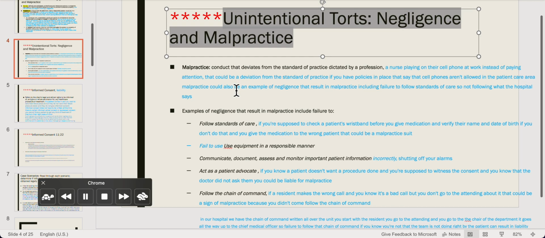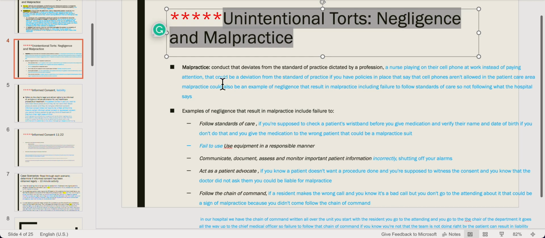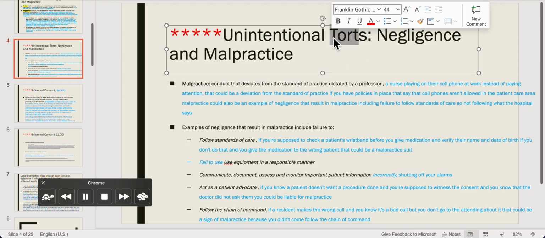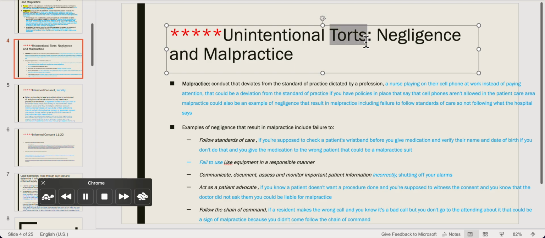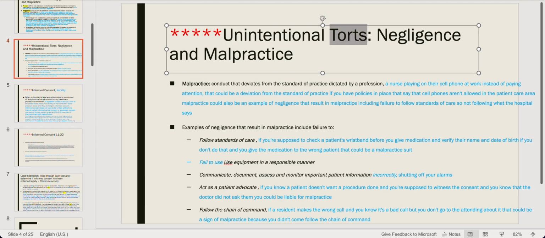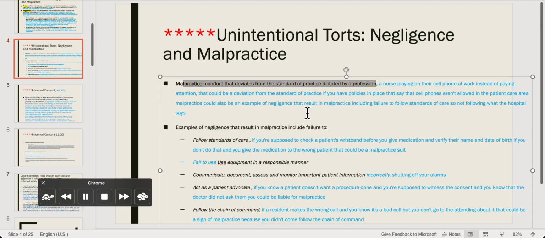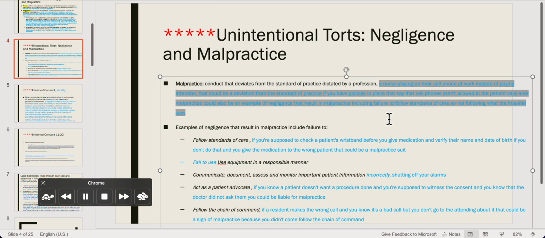Unintentional torts, negligence and malpractice. Malpractice: conduct that deviates from the standard of practice dictated by a profession.